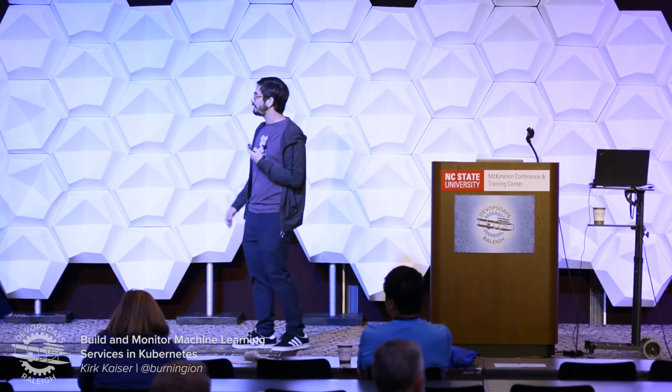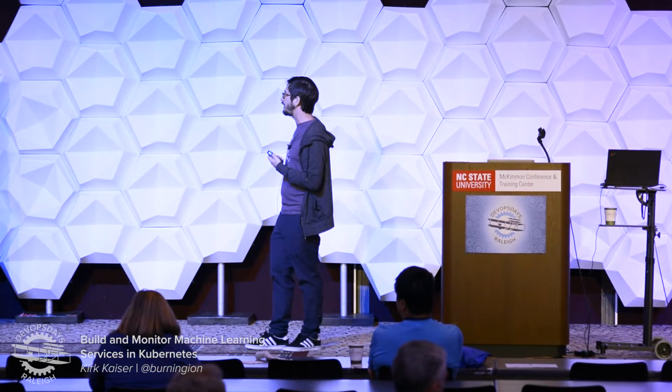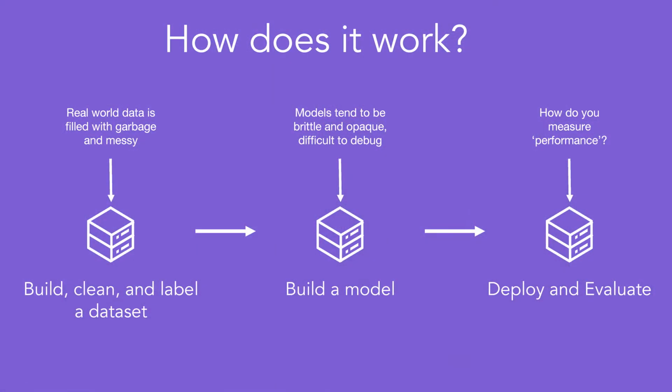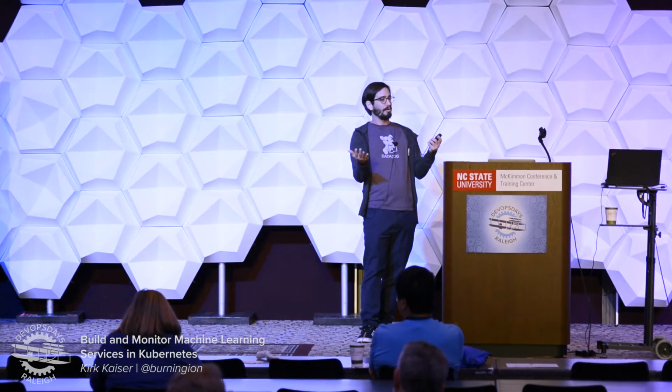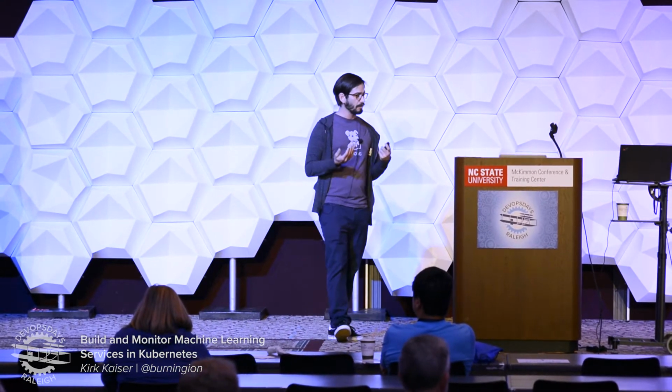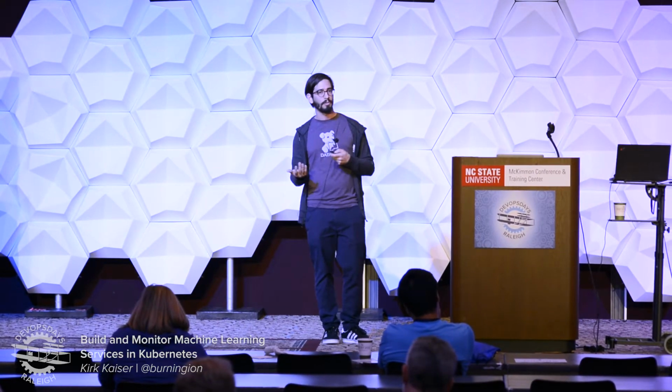There's code I'm not showing that loads the data set that I cleaned out. But this is all I added to my neural network, and that trained and does things and actually works. And so, in that simplified thing that I showed before, we kind of saw, you just build, clean, and label a data set. How hard can it be? And your real-world data is always messy, terrible, and filled with garbage. Your models that you train tend to be brittle and opaque. Like, it's extremely difficult to debug where things are going wrong with it. And then finally, when you deploy and evaluate, how do you measure performance in the wild?